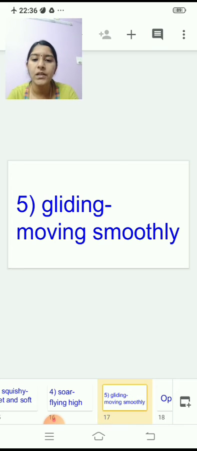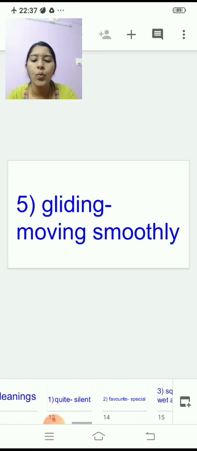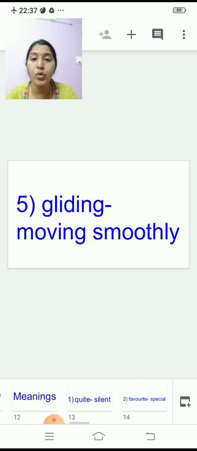Then we have the fifth word, gliding. Gliding means moving smoothly. So these are the meanings. I want you to copy this in your notebook.